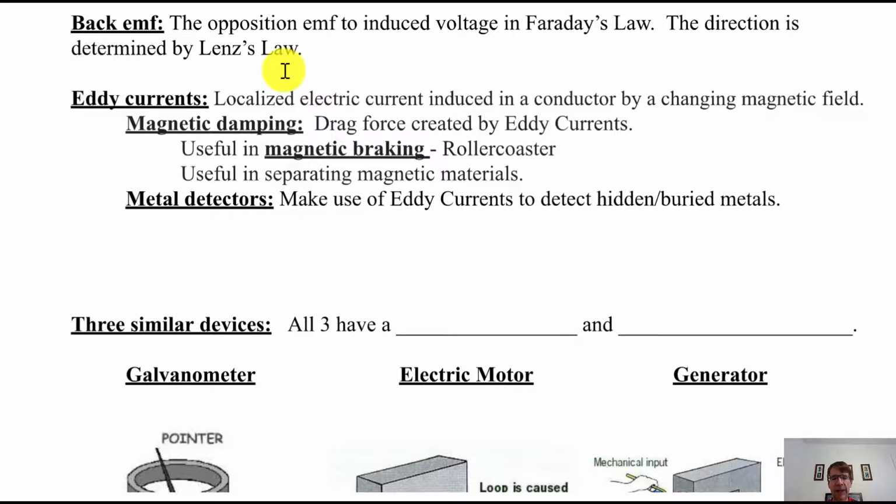As you try to move the magnet or rotate the coil, by the nature of the induced current and the induced EMF, it's opposite of your EMF, opposite your voltage. So we call that back EMF.